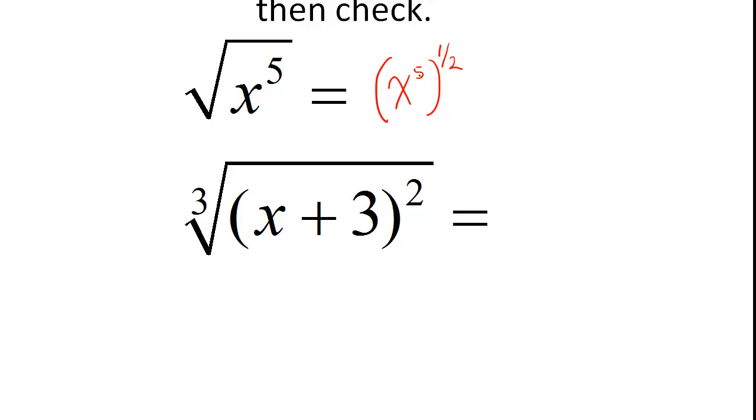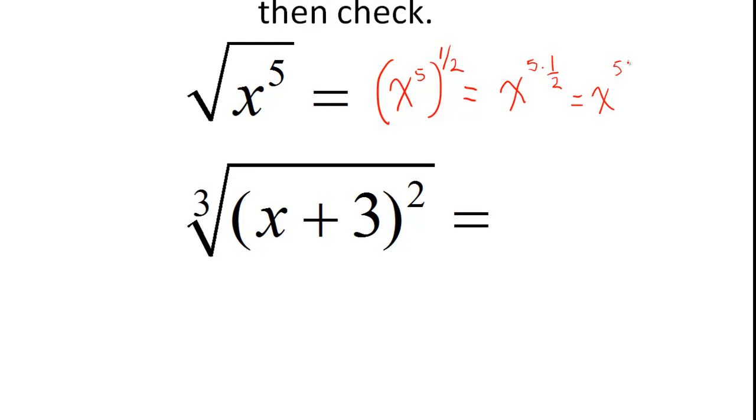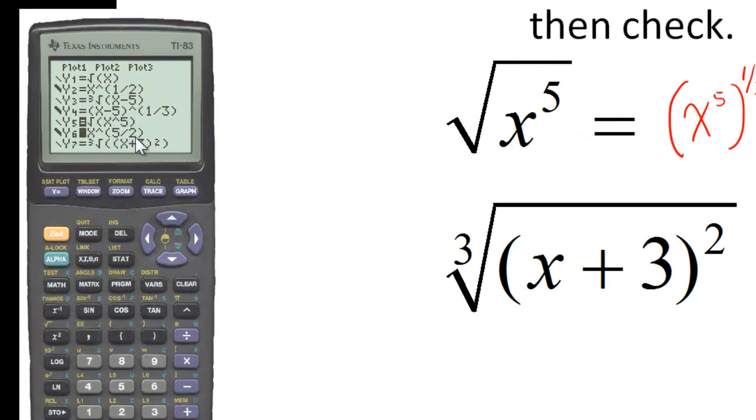Well, what happens when we have an exponent raised to an exponent? Can we simplify that at all? The rule, if we recall, is when we have an exponent raised to an exponent, we multiply the exponents. So this is the same as x to the 5 times 1/2, or in other words, the same as x to the 5 halves. So I'm going to check that that is in fact true.